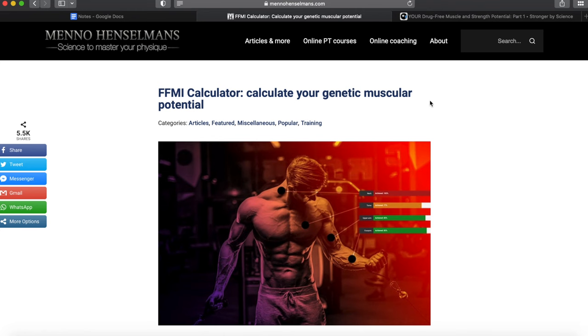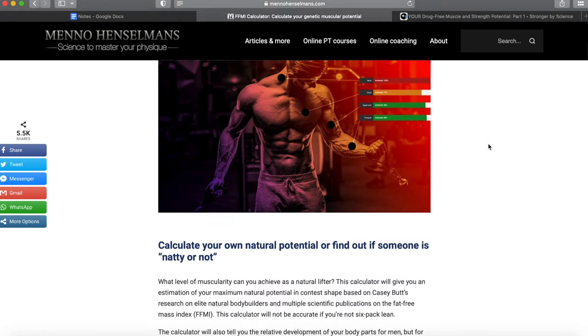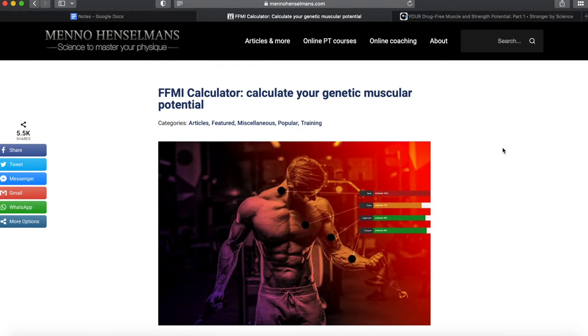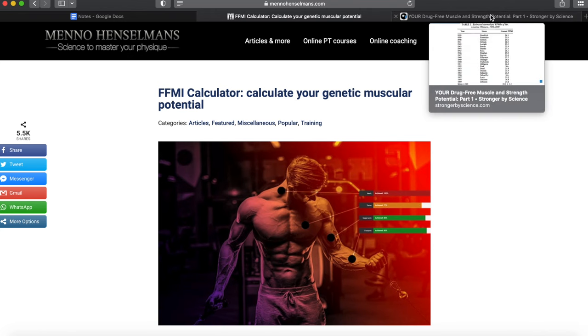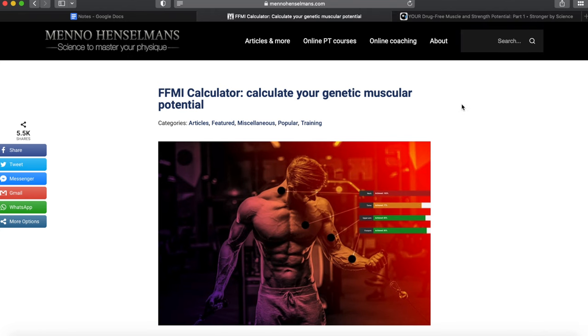bodybuilding career. So the Menno Henselmans one, I actually did plug in my numbers already and I just skimmed through it. I didn't really look at the potential or anything. I just looked at the overall assessment of my strengths and weaknesses that it gave me. So I'm going to do this again. I have my stats written down and everything.